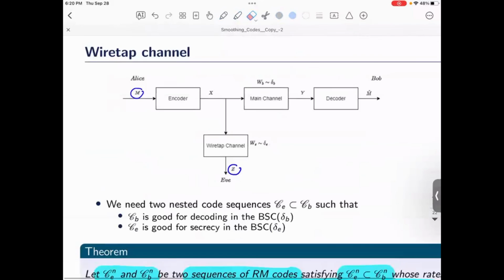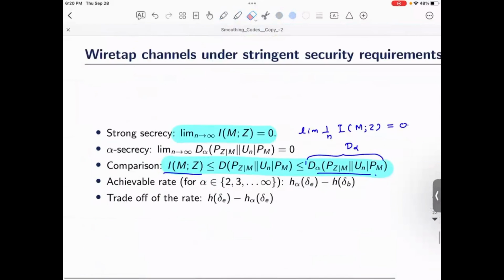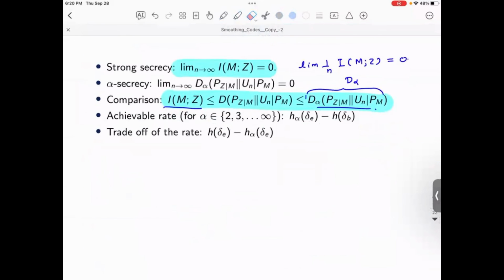In that case, we know that Reed-Muller codes achieve this rate that guarantees alpha secrecy and reliability. But the trade-off you have to make for that is this. Okay, thank you. That's all.